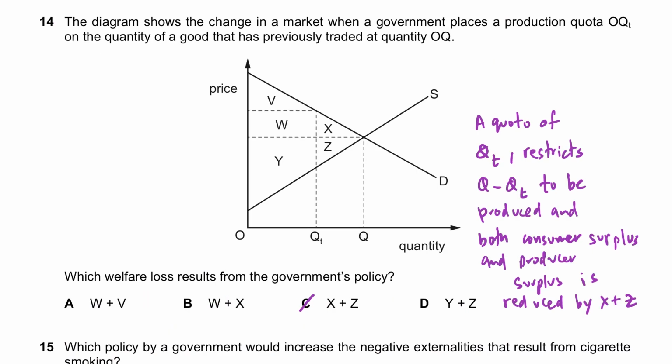Number 14 says the diagram shows the change in the market when the government places the production quota OQT on the quantity of a good that has previously been traded at OQ. So previously consumer surplus was VWX and producer surplus was Z and Y. When you put a quota, you're basically restricting quantity, like here. So clearly all this region is gone. All this region, X plus Z, is gone because this output is no longer produced, and that's why, for which welfare loss results from the government's policy, the answer is X plus Z.